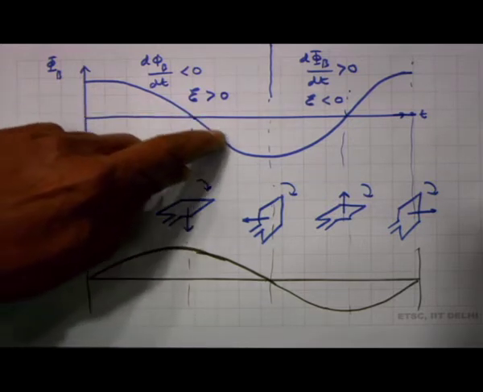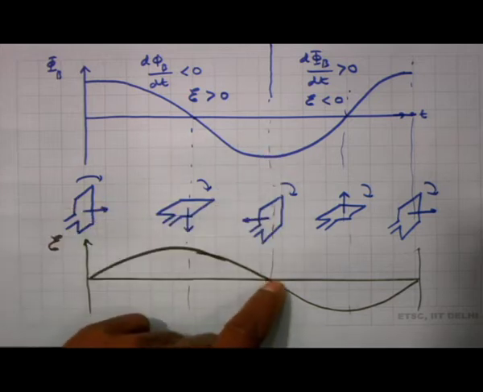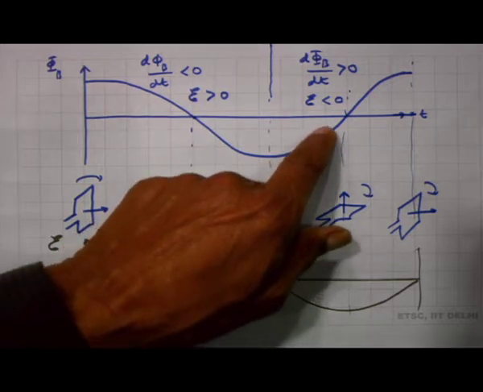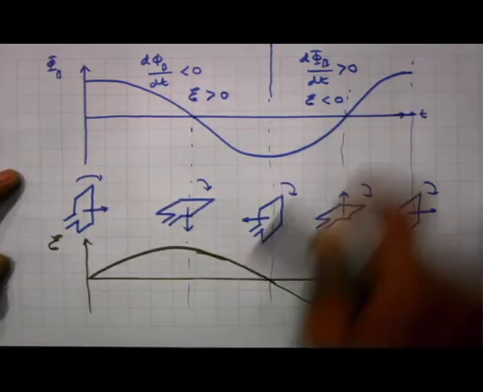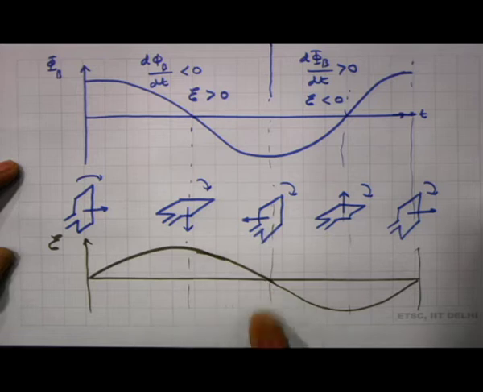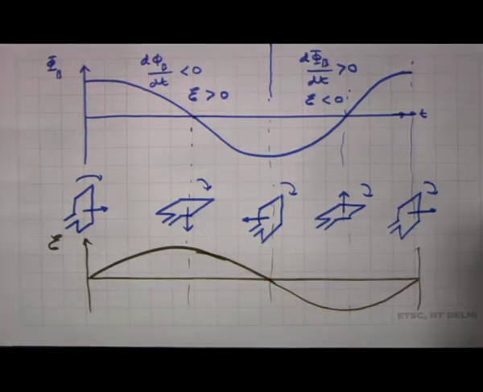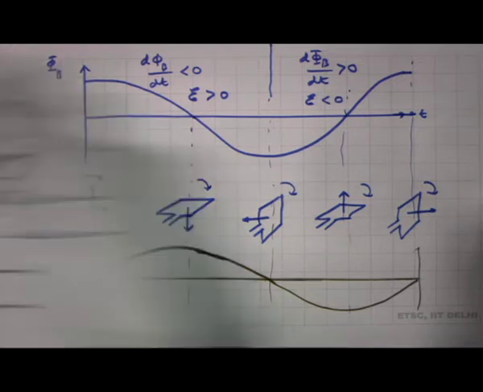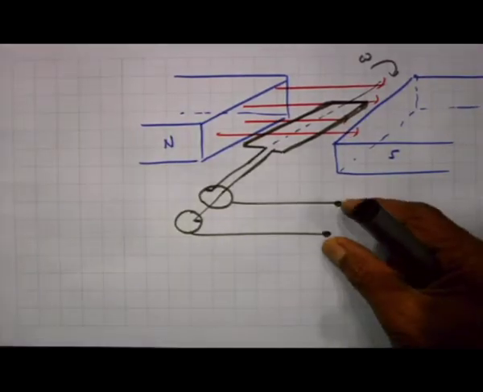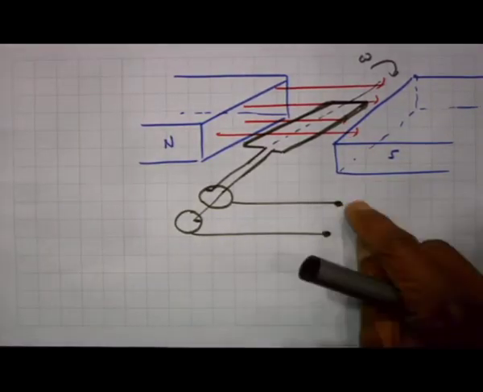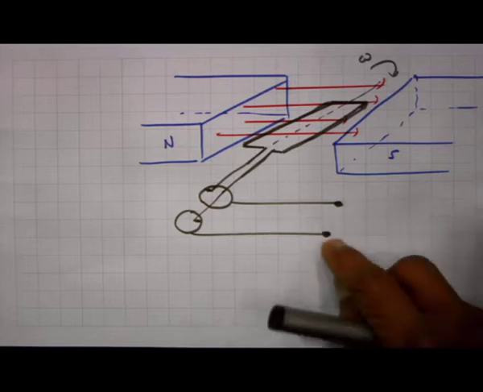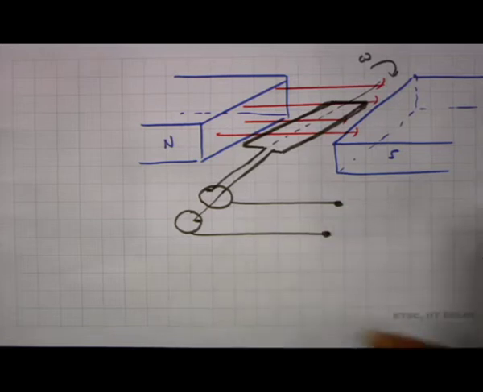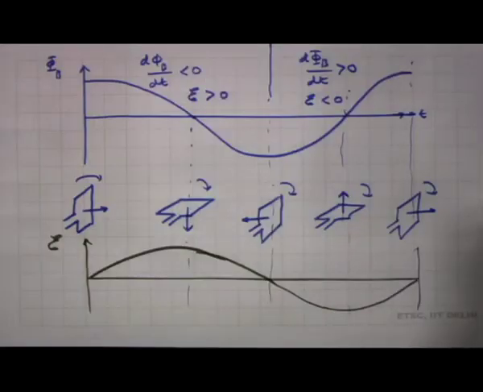Then as you come to this point d phi by dt becomes again 0, and so there is no induced EMF. Beyond this point d phi by dt is positive, the flux is increasing with time, which means essentially that the induced EMF is negative, and the induced EMF goes like this, and this repeats itself periodically. So, this is a generator, a device which generates alternating EMF between these two terminals. For half the cycle this is positive with respect to this, and for the other half of the cycle this is positive with respect to this. So, this keeps on changing with time, and this is called an AC generator.